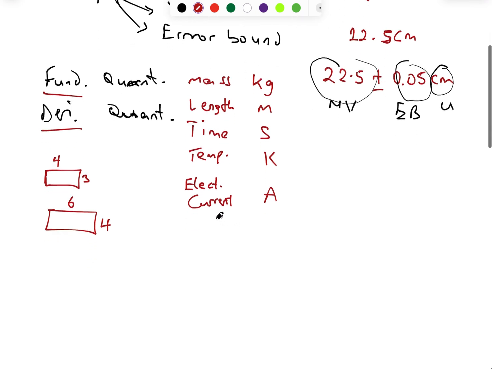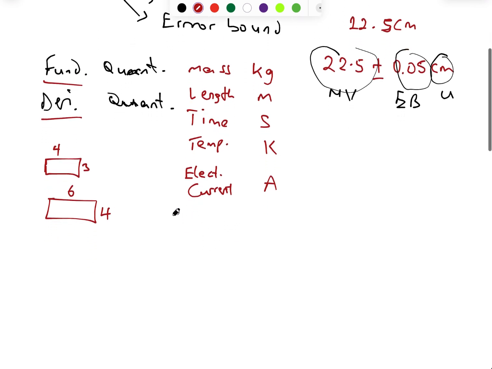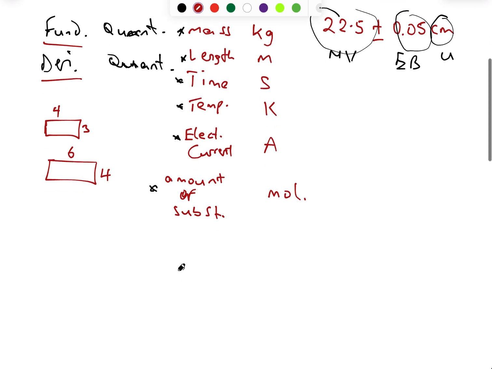The next fundamental quantity is amount of substance. This one is measured in moles. This one, we'll discuss a lot about it in our chemistry class. Amount of substance, which is what? Mole. Is more of a chemistry concept than a physics concept. So we've talked about mass, length. So let's see how many do we have here. We also have luminous intensity. 2, 3, 4, 5, 6. And the last one, we have the luminous intensity.